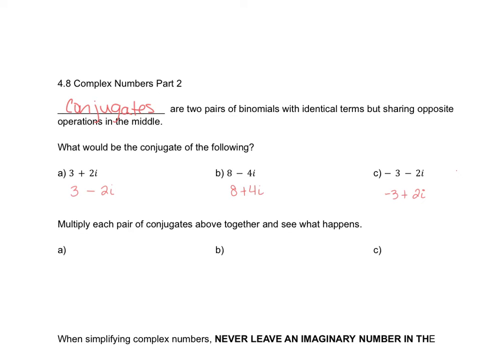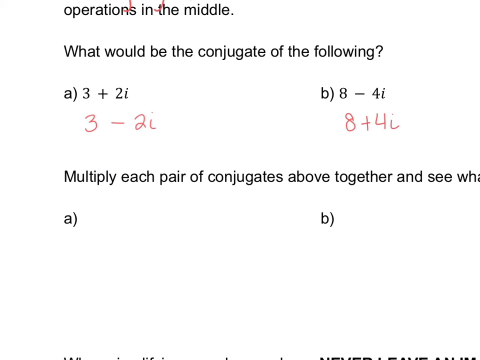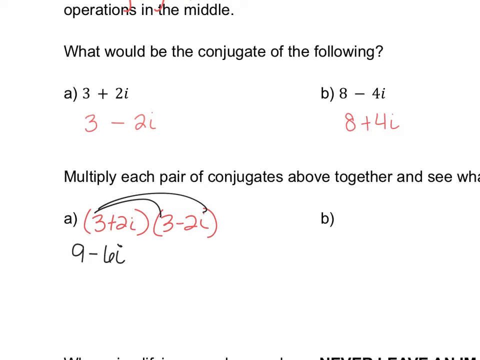So what's the big deal about conjugates? Well, let's see what happens whenever we multiply those conjugates up above together. So since they're both binomials, you have to distribute it out. Okay, so I'm going to distribute this 3 first, so that 3 times 3 would give me 9. 3 times negative 2i is negative 6i. Then go ahead and distribute that 2i, so 2i times 3 is positive 6i. 2i times negative 2i is negative 4i squared.